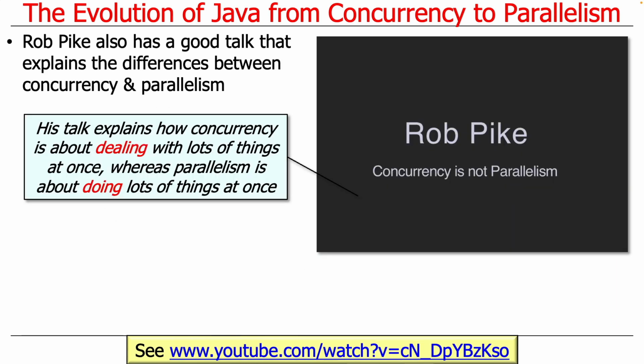There's also a nice talk by Rob Pike, which you can see at this link, where he talks about the difference between concurrency and parallelism. And he talks about how concurrency is about dealing with lots of things at once, whereas parallelism is about doing lots of things at once. So that's a nice way to compare and contrast those two paradigms.